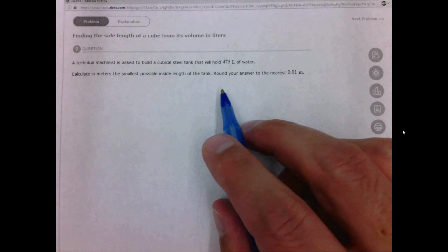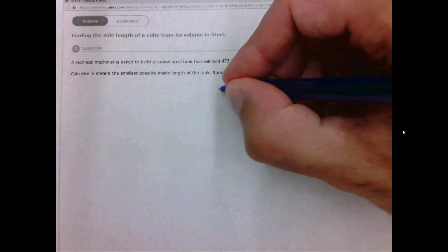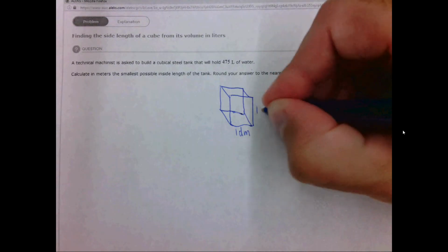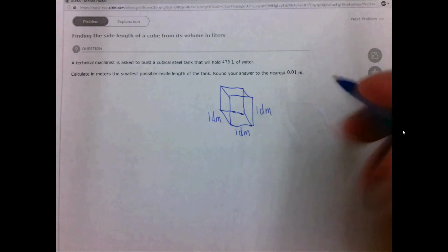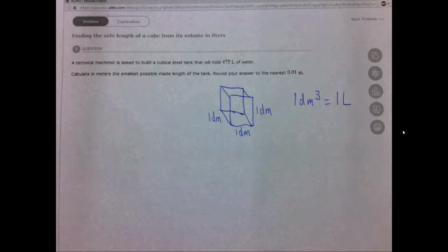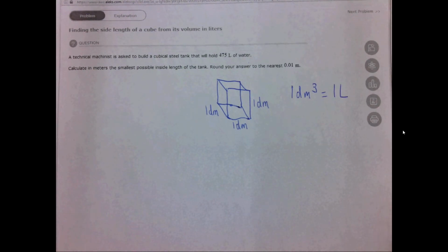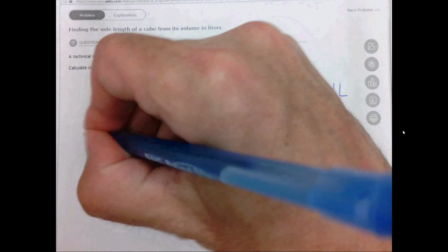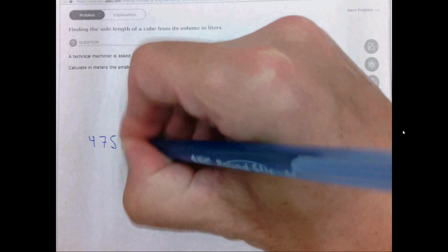In an earlier video, which is attached to this playlist, and you may be able to see it on YouTube, we talked about how a centimeter cubed is equal to a milliliter. Well, it turns out that a decimeter cubed, so 1 decimeter by 1 decimeter by 1 decimeter for length, width, and height, so 1 times 1 times 1 decimeter cubed, is equal to 1 liter. So instead of thinking of this tank as 475 liters, we can think of this tank as 475 decimeters cubed.